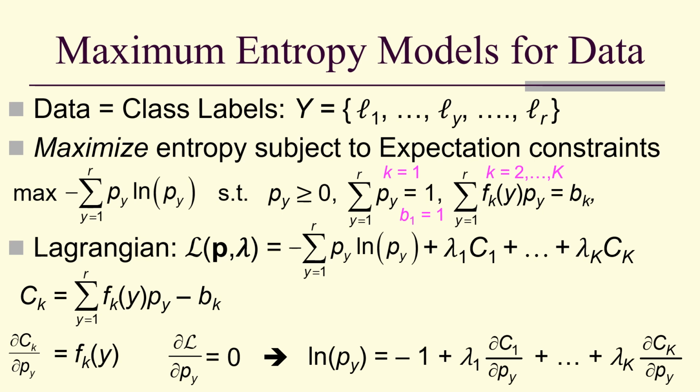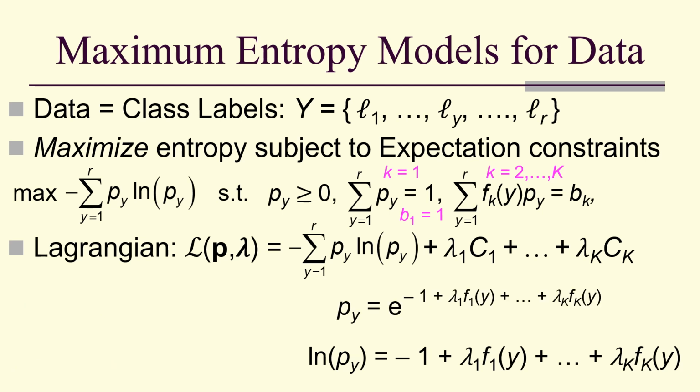The derivative is 0 with respect to p sub y if the natural log of p sub y is negative 1 plus lambda 1, this linear combination. But we know what those are. Those are these function values. So I can exponentiate and get p sub y as e to the negative 1 plus this linear combination over the lambda sub k's. And that's going to give me some constant, and I'm going to write the constant as z inverse. Remember here, z is a constant. So I'm going to find 1 over z.